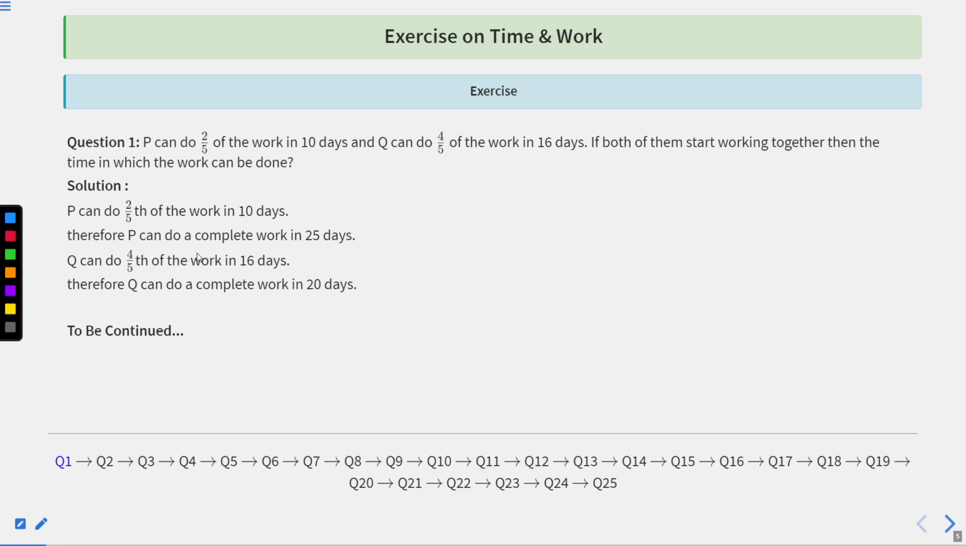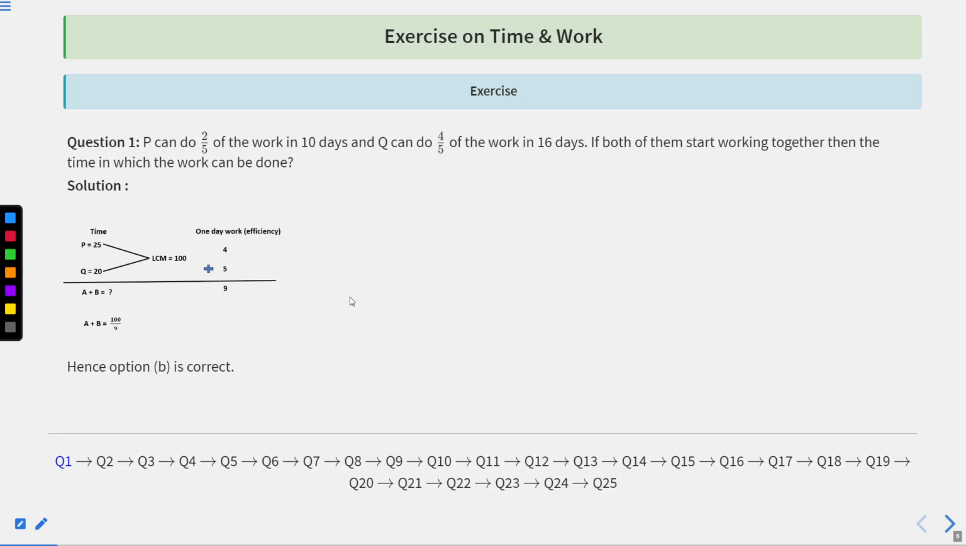So in this question, the following information is given to us. P can do 2/5 of the work in 10 days. That means if P has to complete the work, it will require 25 days. And Q can do 4/5 of the work in 16 days. That means if Q has to complete the work, he will require 20 days. So I can write P equal to 25 and Q equal to 20.